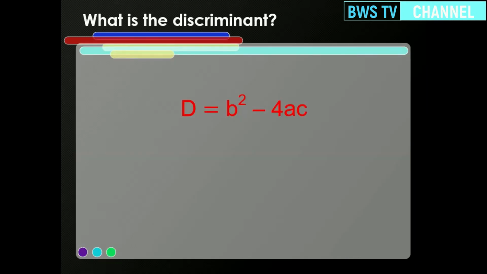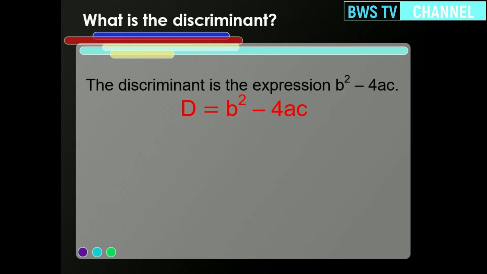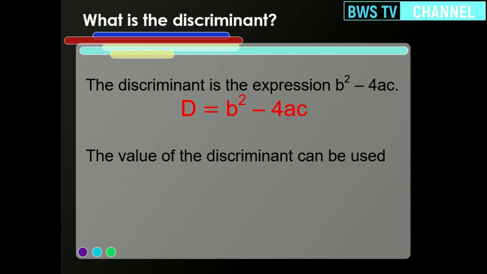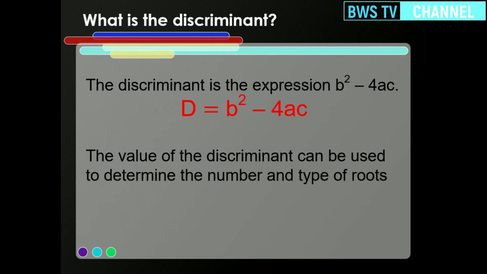So here we have the formula for discriminant. We have D, which means discriminant, equals b squared minus 4ac. Again, D, which is discriminant, is equal to b squared minus 4ac. So that means, before you can apply the formula for discriminant, you need to get the values of a, b, and c.